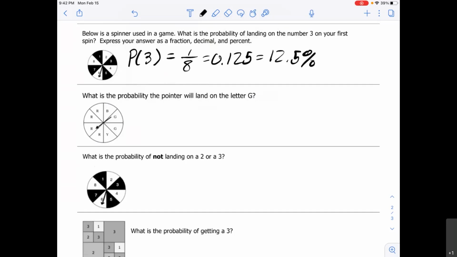For this next one, I want you to do this one on your own. This is the first problem for your check. What is the probability the pointer will land on the letter G? So this is your first problem for your check for probability. And you are going to enter that as a simplified fraction.